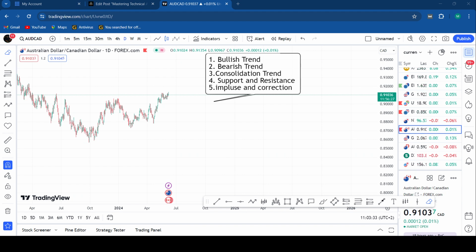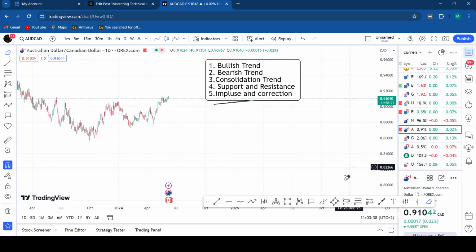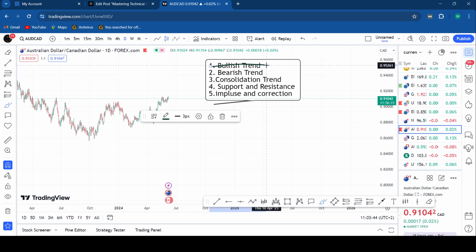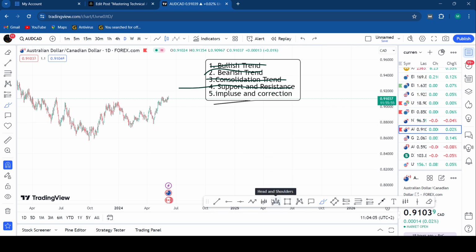So, guys, before we move on to impulse correction, let's just recap on the things we touched on. We touched on a bullish trend, a bearish trend, a consolidation trend, a support and resistance trend, and an impulse and correction trend. That one we haven't touched, but we're going to touch on it now. But let's just leave it open for now.